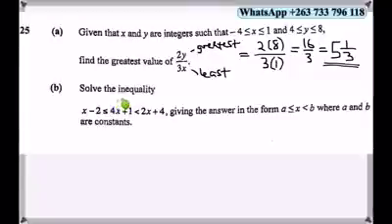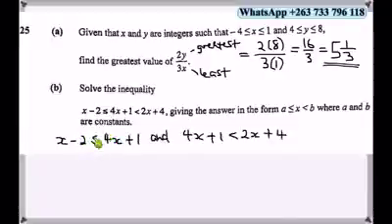Then on part B, find the inequality x minus 2 less or equal to 4x plus 1 less than 2x plus 4. So this can be decomposed into simultaneous inequalities, given the answer in the form a less or equal to x less than b, where a and b are constants. So let's decompose it into two inequalities and solve them as simultaneous inequalities. You can see x minus 2 less or equal to 4x plus 1. We break our inequality here. Then we also break it here, so that we can take the second: 4x plus 1 less than 2x plus 4.